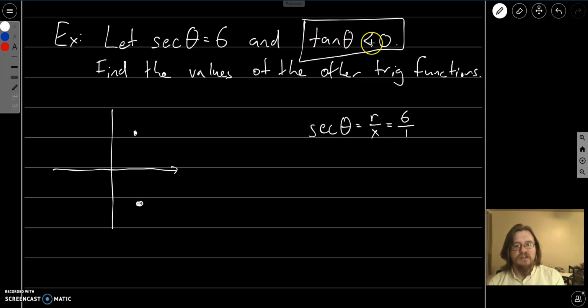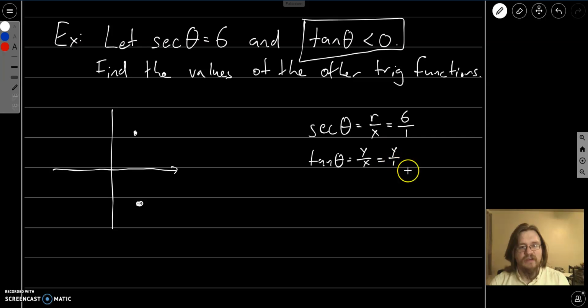The tangent has got to be negative. So again, the tangent of an angle is going to be y divided by x. And we're assuming that x is going to be equal to 1. And we don't know what y is, but we know that this has to be negative. So our only possibility is for y to be negative as well. So if y is negative, that means that we're below the x-axis. So we're not going to be up here. So our point is going to be down here.